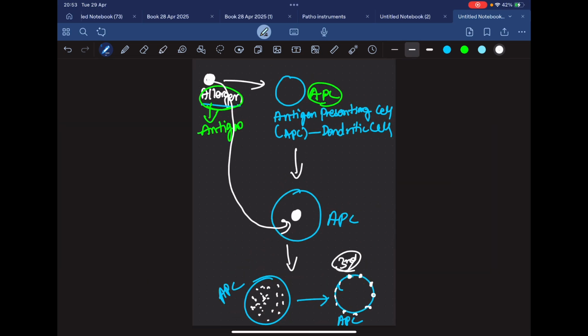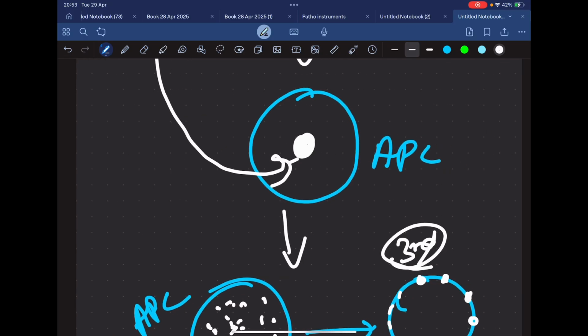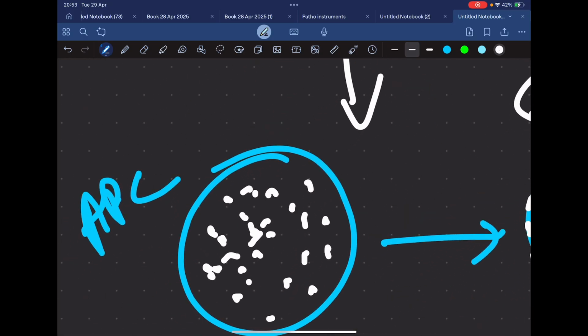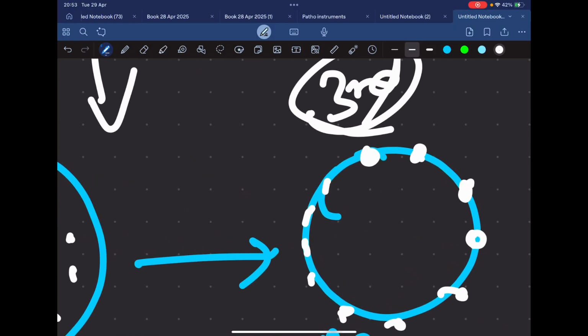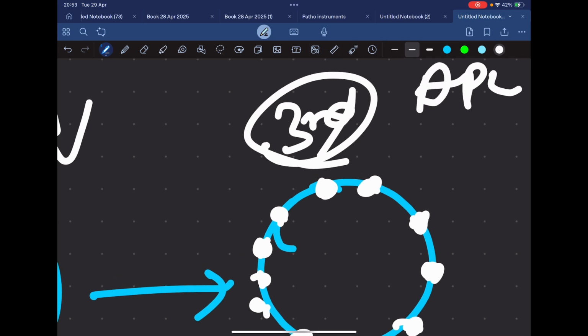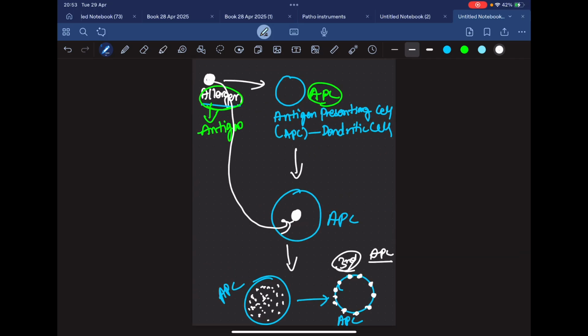So in the first step, the allergen, which is an antigen, once it enters the body, comes in contact with the antigen presenting cell, particularly the dendritic cell. In the second step, the allergen is engulfed by the antigen presenting cell, and in the third step the engulfed allergen is degraded into multiple pieces. In the fourth step, the degraded allergen molecules are presented on the surface by the antigen presenting cell. Until then it's clear, isn't it?